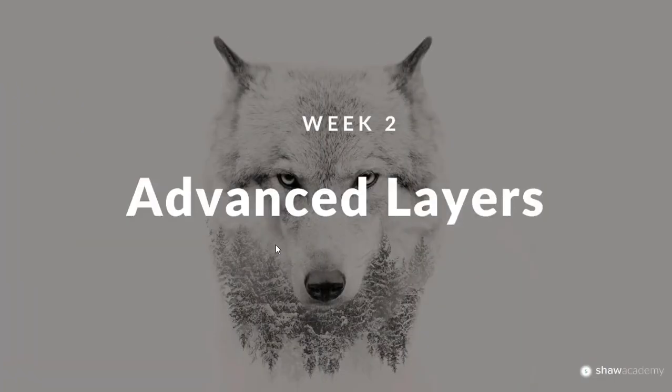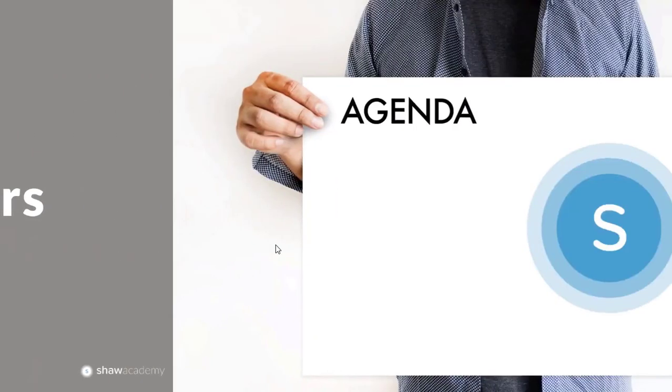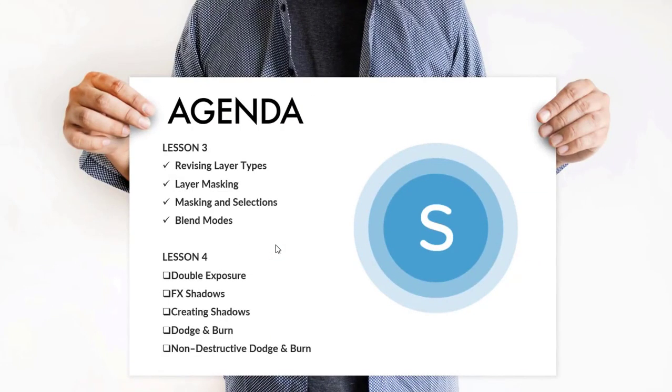So, as I mentioned, we're into the second part of our advanced layers. In the first lesson, lesson number 3, we had a look at revising our layer types. We touched on layer masking, we had a look at masking and selections, and we dug deeper into our blend modes. We're going to take things up a level now. We're going to have a look at double exposures. We'll talk about how to add shadows to our images, creating shadows. We'll also kick things off by looking at dodging and burning, how we can use dodging and burning to improve the depth, the shadow details and the highlight details within our photos.